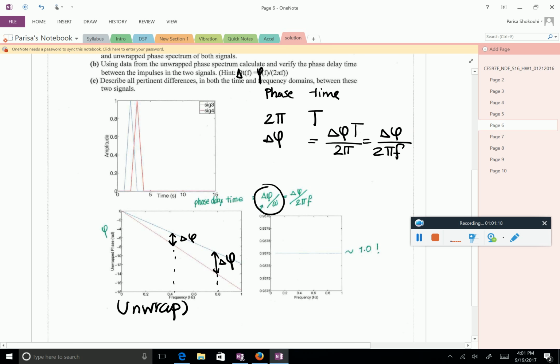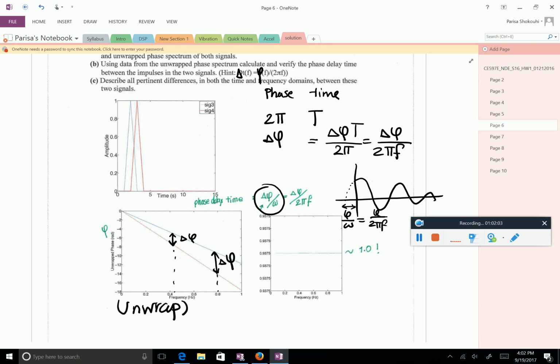Another way to think about this is what I have shown you in the very beginning. When you have a sinusoidal, basically the phase delay is this, and it's just phi over omega, which is again phi over 2 pi f. So when we talk about phase delay, this is what we mean. And it's a function of frequency in this case. And if you divide it point by point by the frequency, you should recover the same 1 second that you have in the time domain.